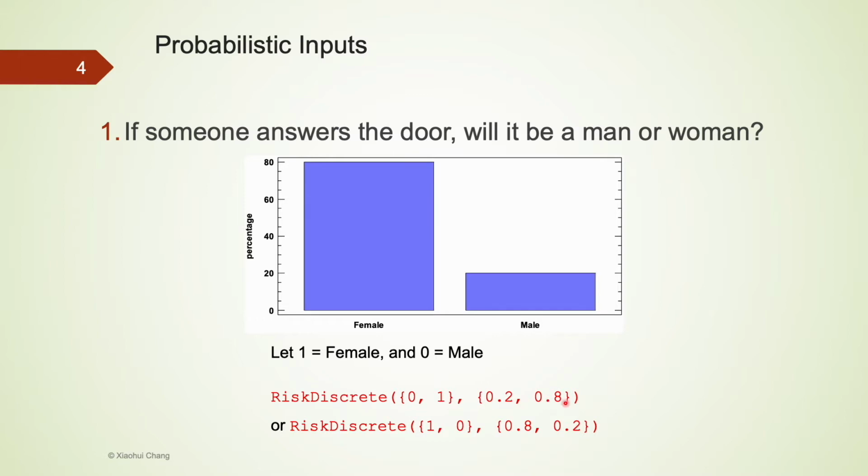The second argument includes the corresponding probabilities for each of the outcomes. For 0 or male, the probability is 0.2. For 1 female, the probability is 0.8. You could also place 1 in front of 0. Just be sure to swap the corresponding probabilities as well. Also, be sure to use curly brackets to follow the syntax for RiskDiscrete.